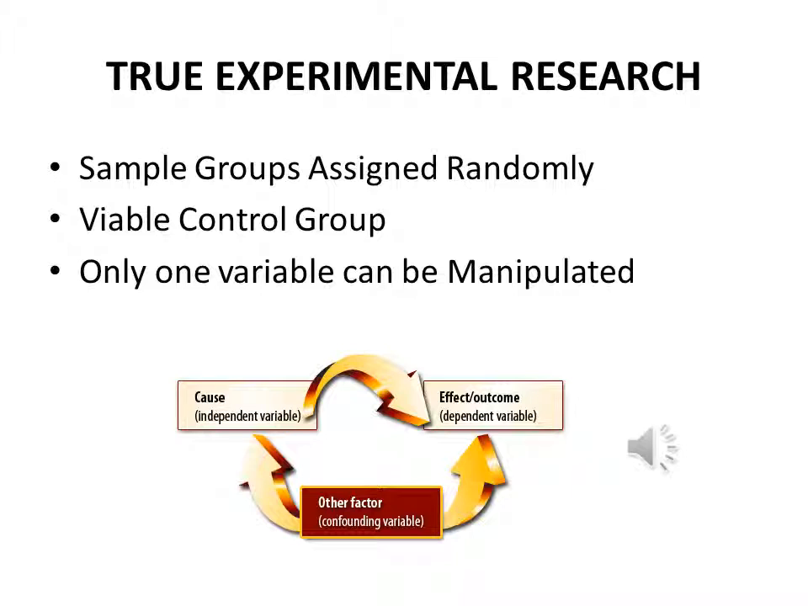For an experiment to be classed as a true experimental design, it must fit all of the following criteria. First, the sample groups must be assigned randomly. Second, there must be a viable control group. Third, only one variable can be manipulated and tested. It is possible to test more than one, but such experiments and their statistical analysis tend to be cumbersome and difficult. Lastly, the test subjects must be randomly assigned to either control or experimental groups.